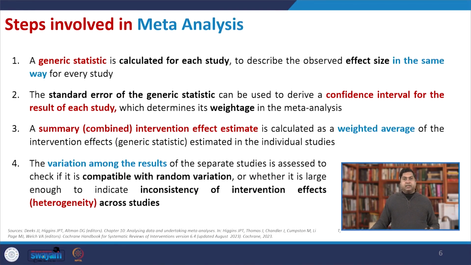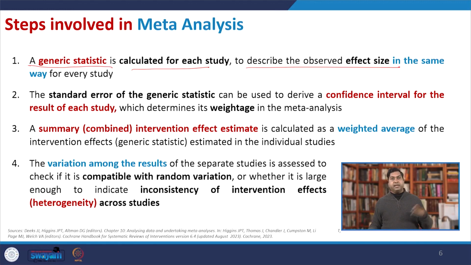Now, the steps involved in meta analysis; this is a very important slide for all of you. Step number 1: a generic statistic is calculated for each study. Why is it generic? Because we get that statistic from each paper under consideration. Suppose I consider only 4 papers on the same topic of children's education, sending children to school and the parents' income, and then we calculate the general statistic to describe the observed effect size in the same way for every study.